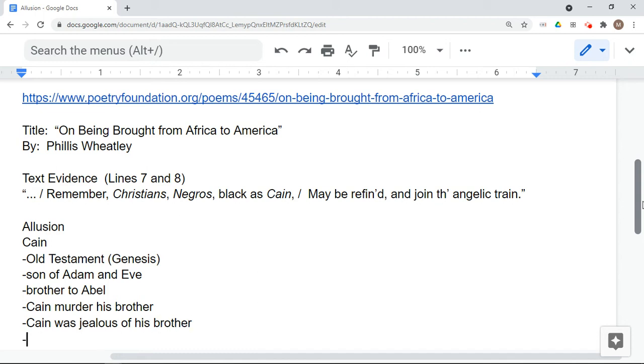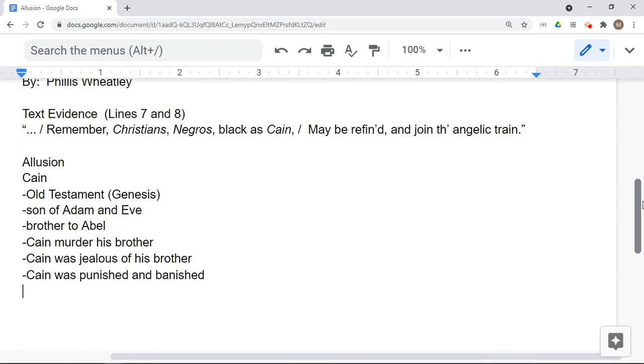and Cain was punished. Cain was punished and banished, basically, from Eden, from this place, this kingdom, because of what he did. So Cain was punished and banished. And you could even say, Cain suffered from internal conflict. If you were looking at Cain as a character in a story, in a fiction piece, you could even argue, if it was a fictional story, I would say Cain suffered from internal conflict. You could also call it internal turmoil, but no doubt he suffered from internal conflict.